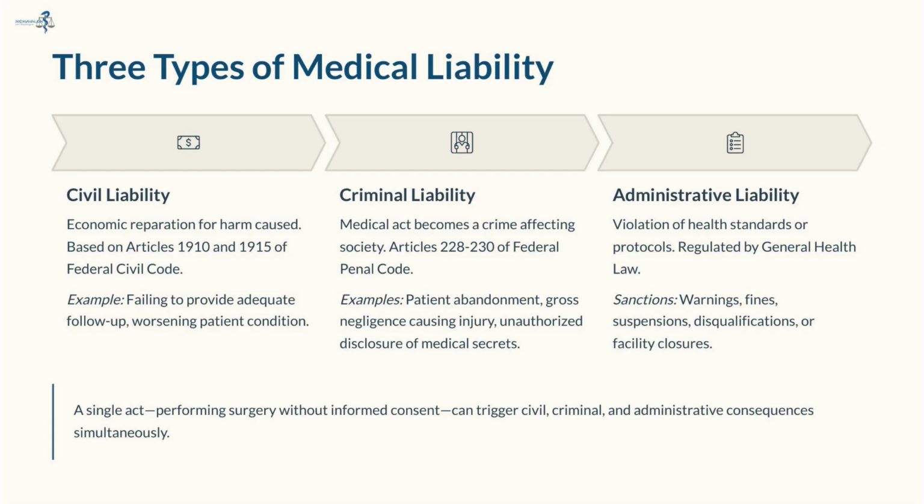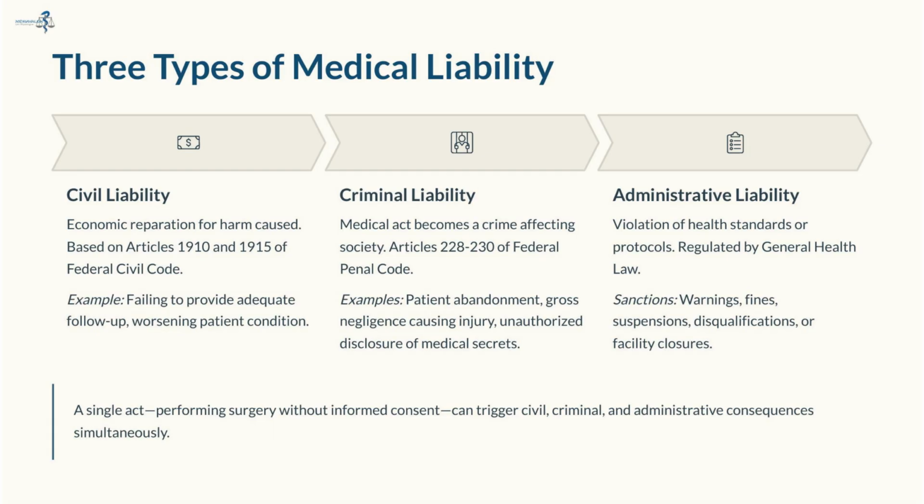Let's start with civil liability. This arises when an action or omission by the professional causes harm to the patient, and that harm must be repaired. Generally, this reparation is economic. The goal is not to punish the doctor, but to compensate for the damage caused. The legal foundation lies in Articles 1910 and 1915 of the Federal Civil Code. These articles regulate illicit acts and liability arising from negligence, imprudence, or lack of skill, imperitia. A typical example would be failing to provide adequate follow-up to a patient, which ends up worsening their condition.